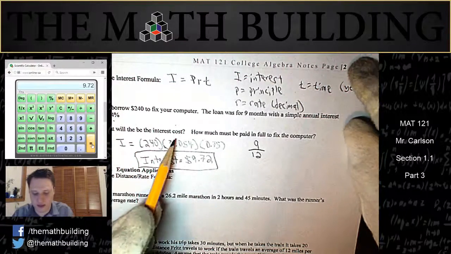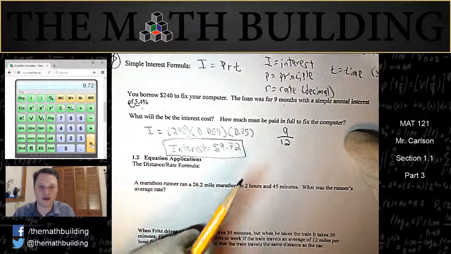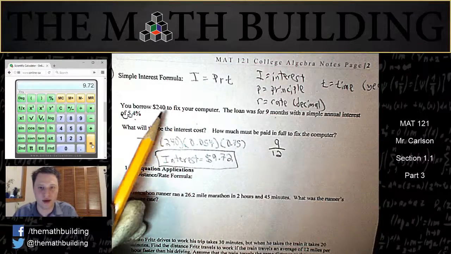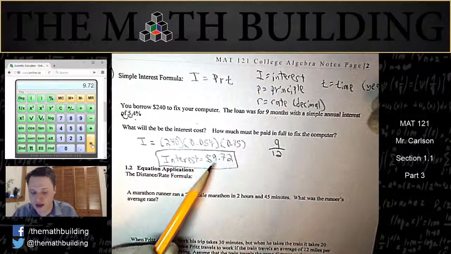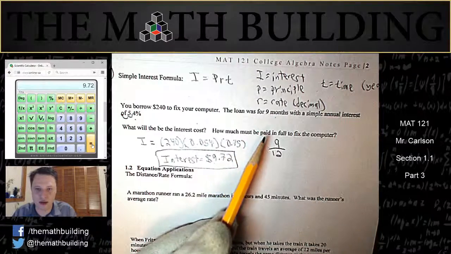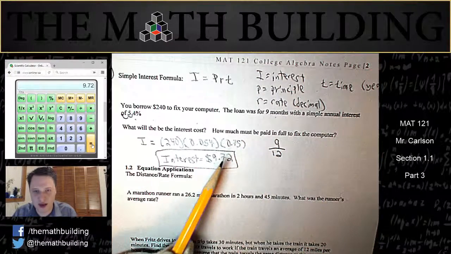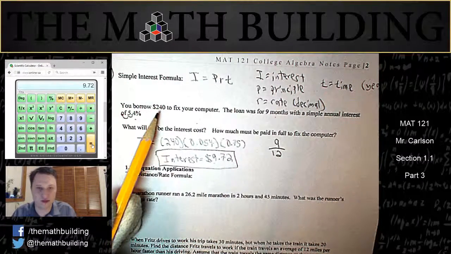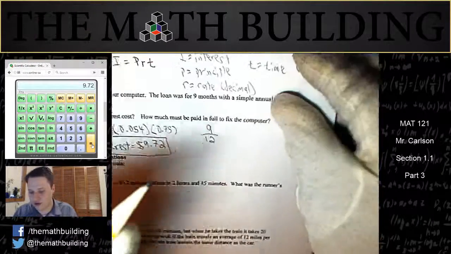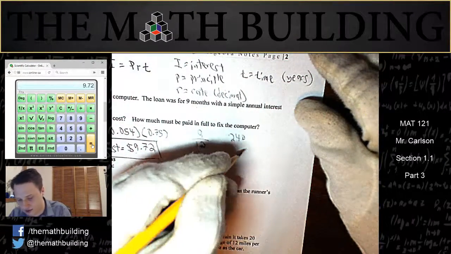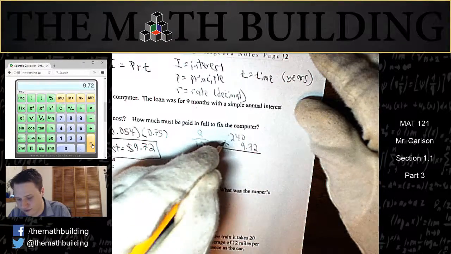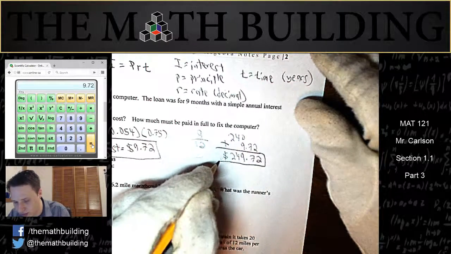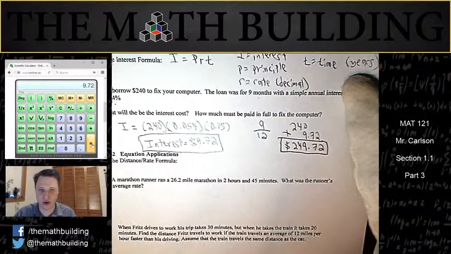And the question said, what will be the interest cost? It's important to remember this formula only gives you the total interest you're going to be paying. This is the cost of borrowing the $240 to fix your computer. So that's only the interest cost. So to find out how much must be paid in full, we just take this interest cost and add it to, can you guess? That's right, the $240 that we borrowed in the first place. So if we just do $240 plus 9.72, we'll get the full cost, which is $249.72. So that will be the total cost to fix the computer if we borrow that money.